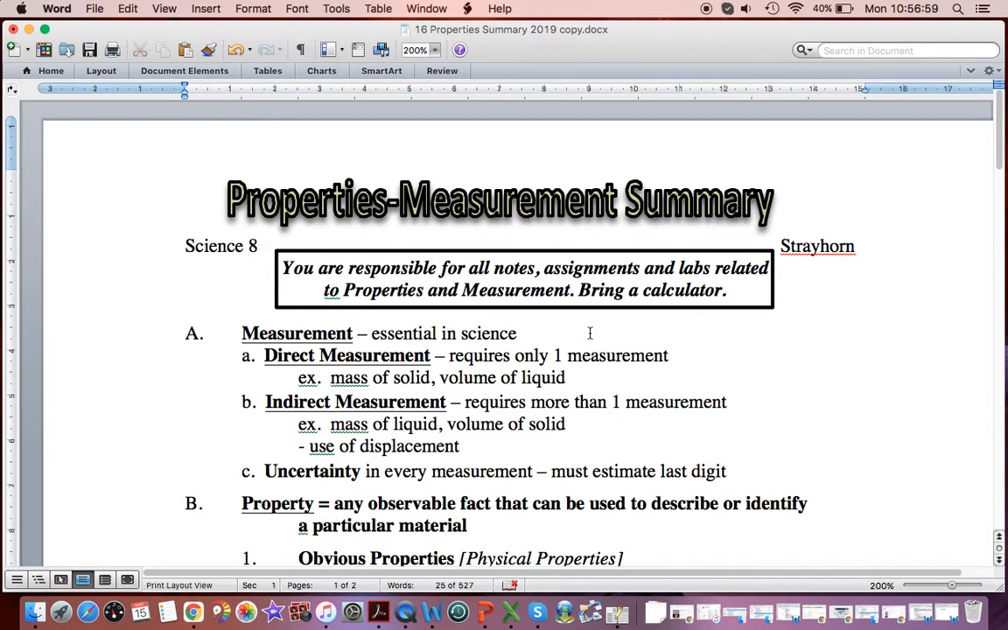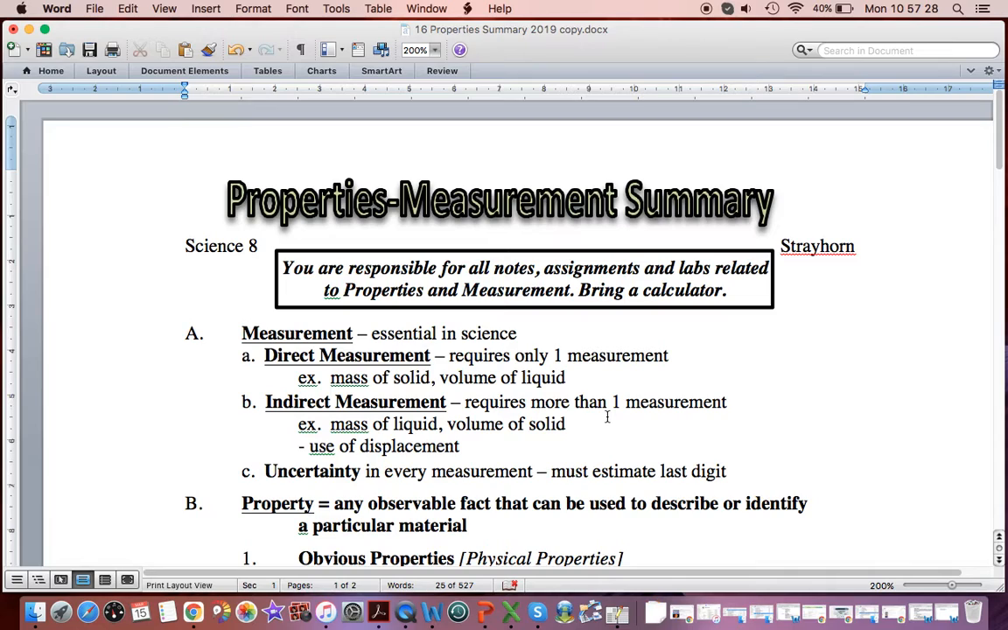So when we talk about measurement, we're talking about direct measurement and indirect measurement. Direct measurement requires only one measurement. So the mass of a solid and the volume of a liquid are both examples of direct measurement. Indirect measurement requires more than one measurement. So for getting the mass of a liquid, you have to get the mass of the container first, then the total mass of the liquid and the container, and you find the difference to get the mass of the liquid.